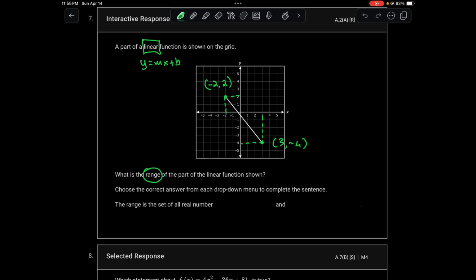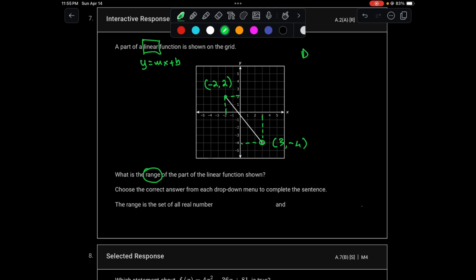Alright. Also, because they ask for a range or they could ask for a domain, it's important to notice that one of those 2 points is a little circle. That means it's a hole. This point is missing from the graph, and that corresponding point is going to potentially be missing from the domain and potentially be missing from the range as well.